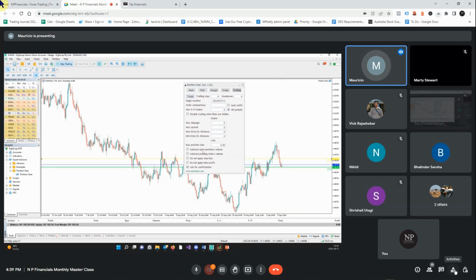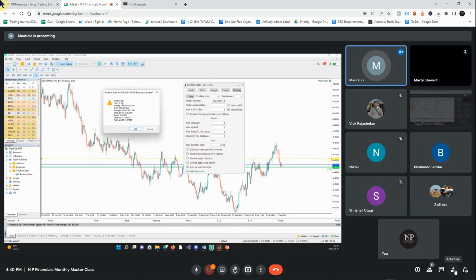And there's some other information as well here. You have to subtract open positions, subtract pending orders, and so on. And then what I've got here is ask for confirmation. If I leave this ticked, then when I click on the trade button, if I'm happy with all the selections and I'm ready to put the order in, it will give me the confirmation. You can see here, this box triggers this.